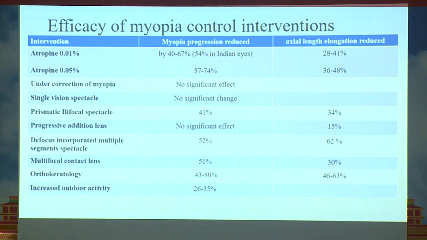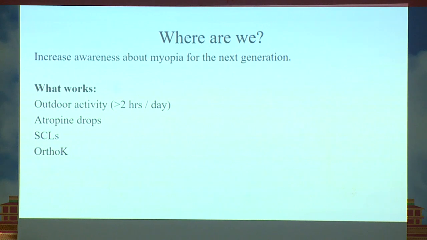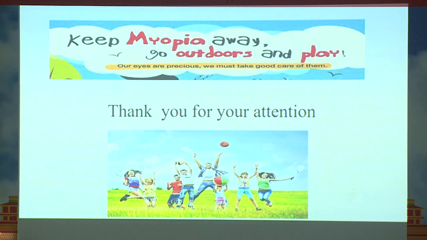So this is finally a chart showing the impact of the various interventions that we have. You can see everything works, but the most important thing is all children, all parents need to be informed about the impact of environmental modification and outdoor activity. Of course, soft contact lenses and Ortho-K work, though not so popular in India, and of course, low dose atropine drops are definitely effective. Thank you very much for the opportunity.